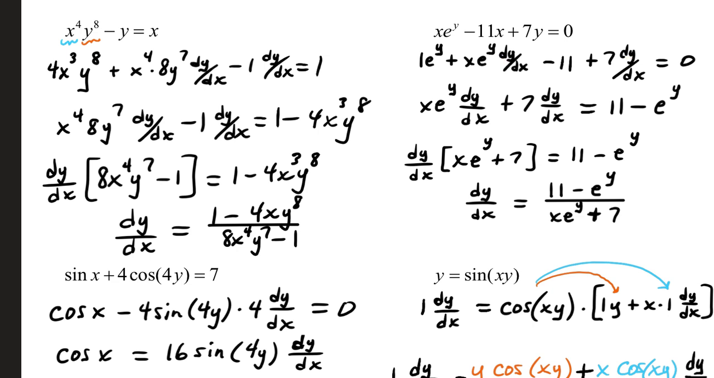Collecting our dy dx terms together and moving our non-dy dx terms over, the negative 11 becomes positive, e to the y becomes negative. Factor out your dy dx and divide by x e to the y plus 7 on both sides, and that gives us dy dx equals 11 minus e to the y over x e to the y plus 7.